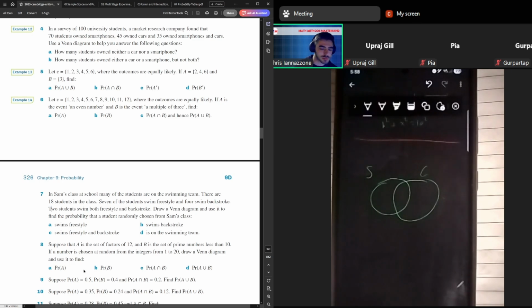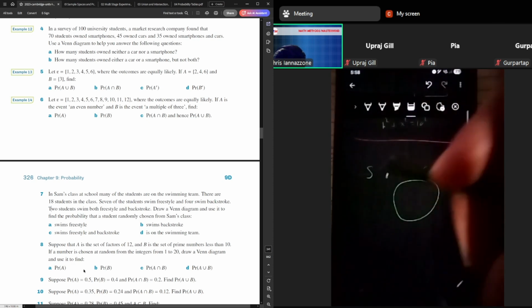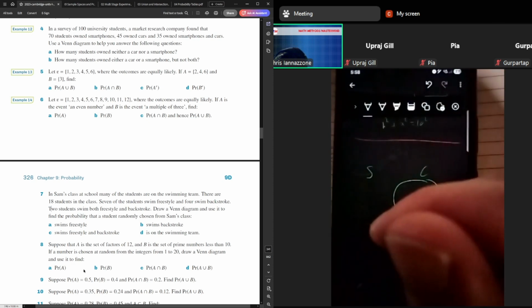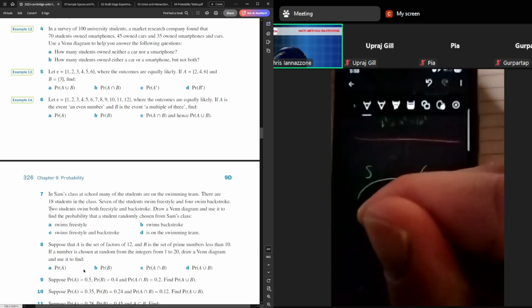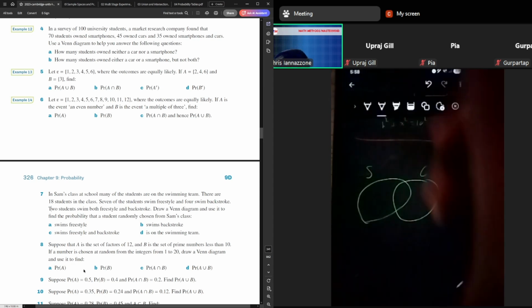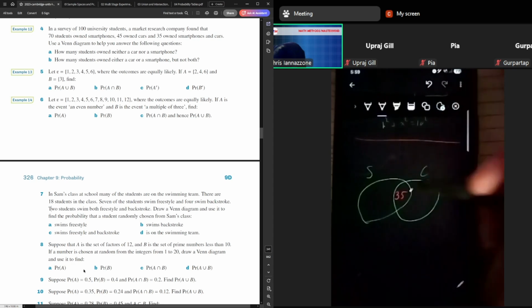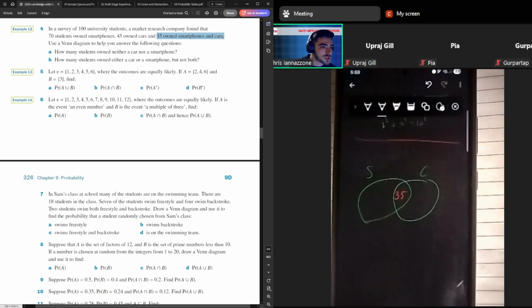As a brief reminder, my recommendation on how to start would be to start with the most specific information, because that will tell you your intersection. Right, 35 in the middle of S and C. Yeah, that's correct, Peter. Nice. So that 35 in the middle is going to be our intersection, because 35 owned smartphones and cars. That's good.